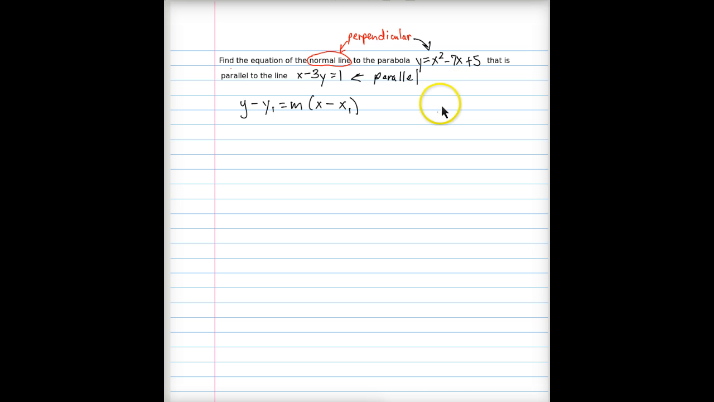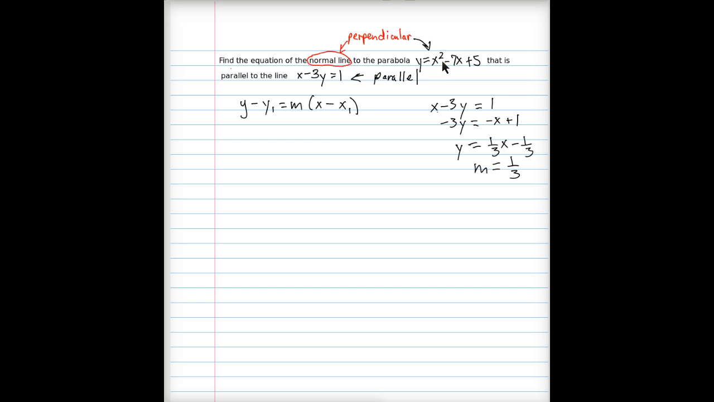So in this case, let's go ahead and solve x minus 3y equals 1 for y. Subtract the x over, so we get negative 3y equals negative x plus 1. Divide everything by negative 3. That gives us y equals 1/3 x minus 1/3. So the slope of this given line is 1/3. Since the line we want is supposed to be parallel to this, we know that this m is also going to be 1/3.